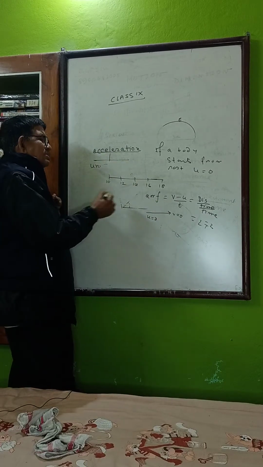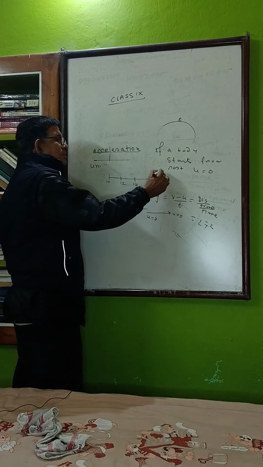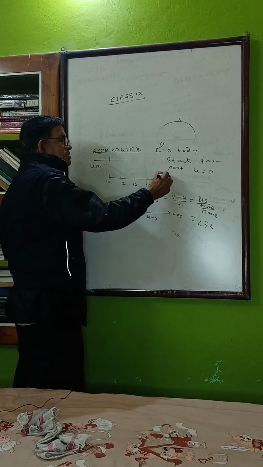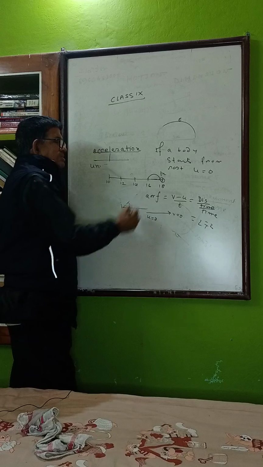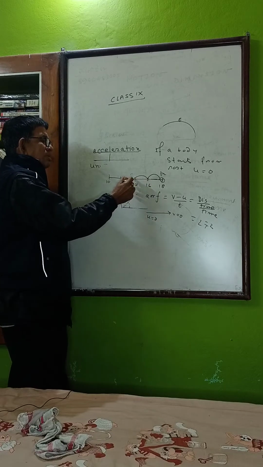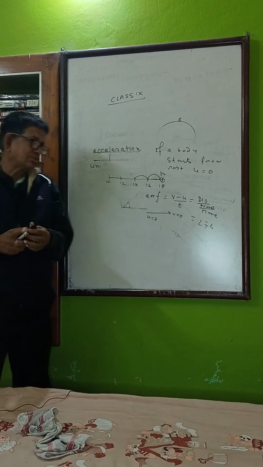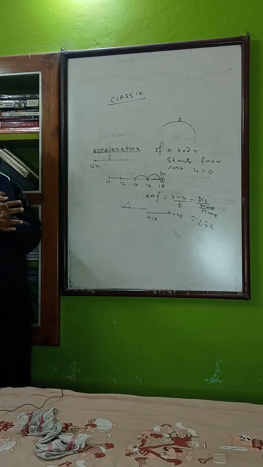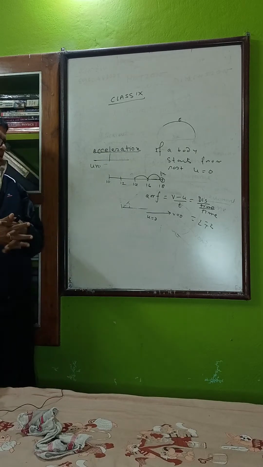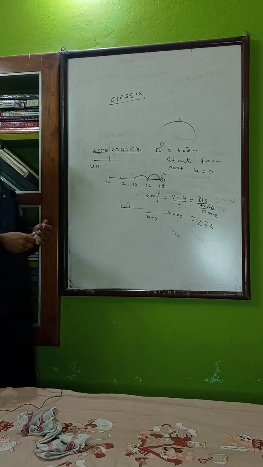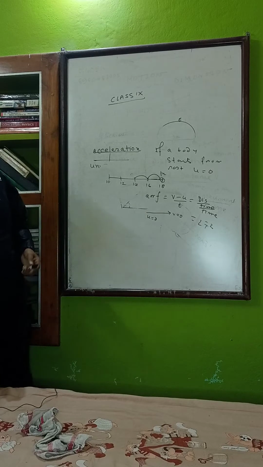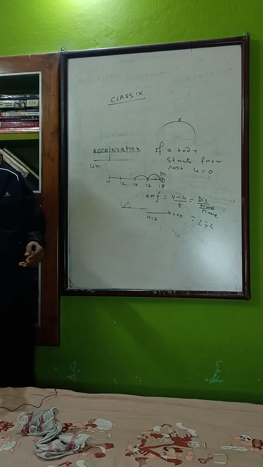Similarly, what is the retardation? Now initial velocity 18, after that it is 16, after that it is 14. So we see velocity gradually decreases with time. So we should say this is the retardation. Retardation means rate of decrease of velocity. Now it is clear.